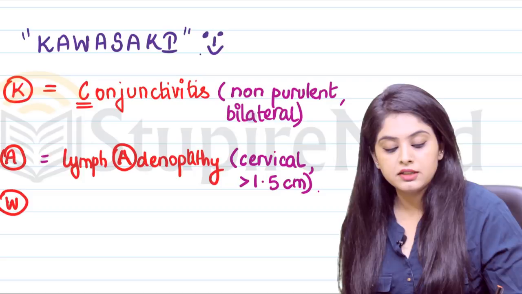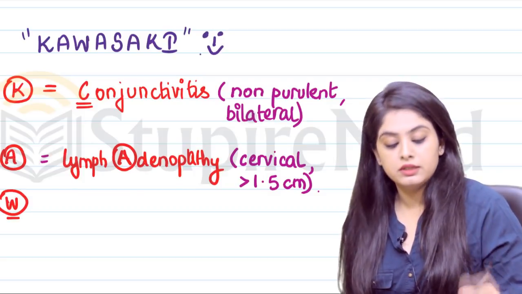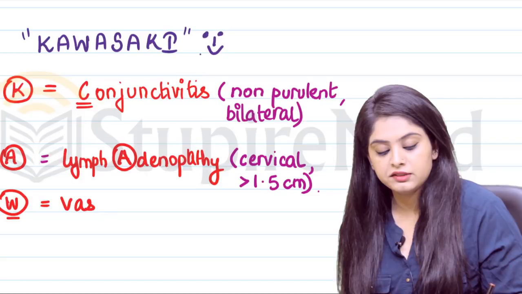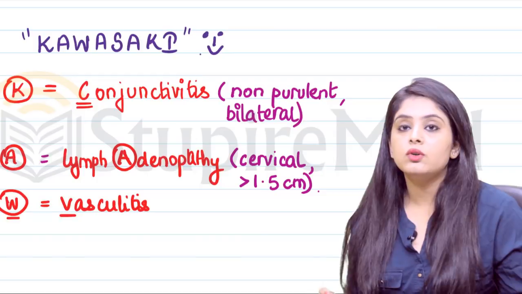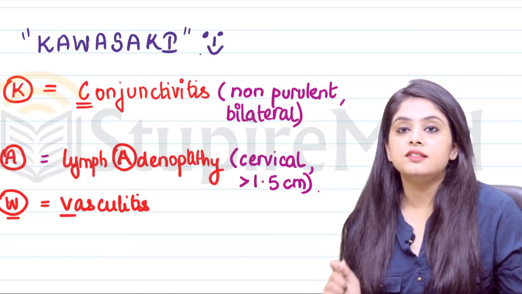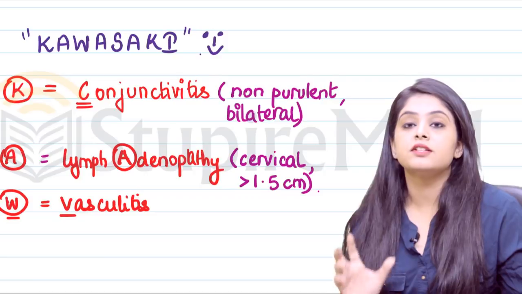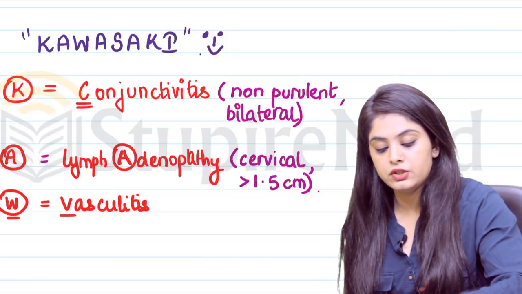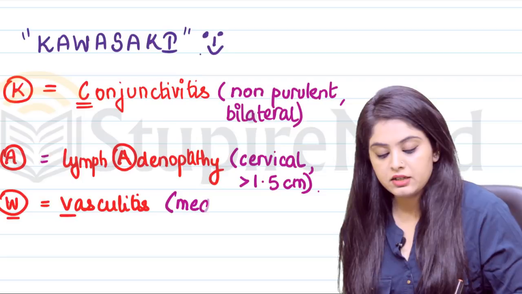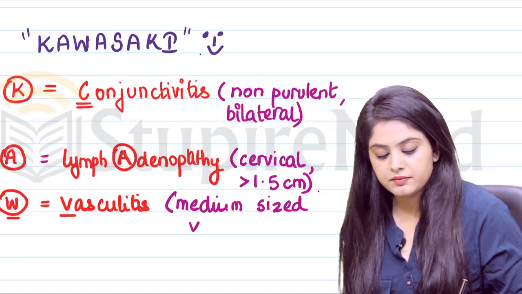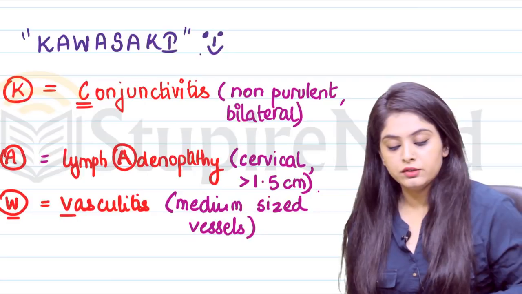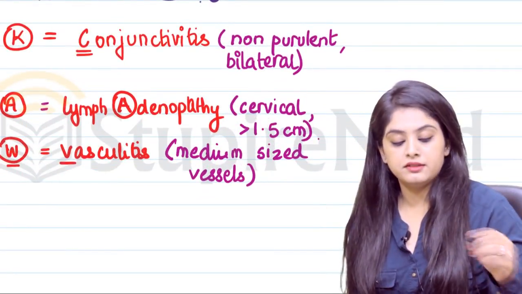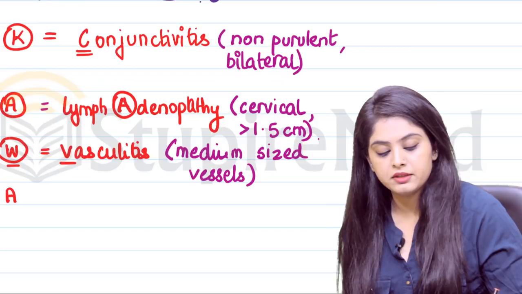So the way you pronounce Kawa, that is the W, the same way you are going to pronounce vasculitis. Vasculitis. So essentially, Kawasaki disease is a type of a vasculitis. It shows vasculitis, and what additional do we need to know is that this tends to involve medium-sized vessels. Medium-sized vessels, right? So this is a vasculitis involving medium-sized vessels. Moving on to the next alphabet.